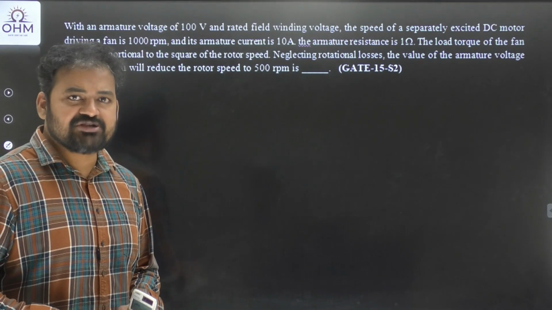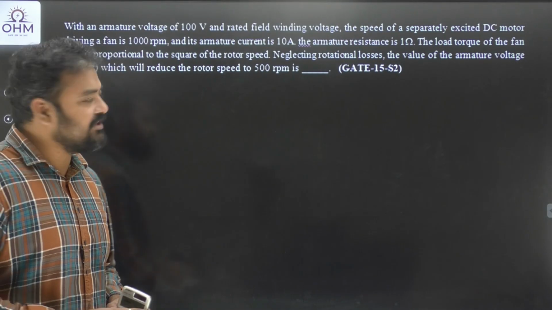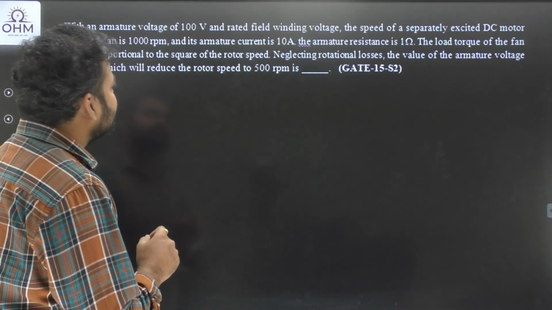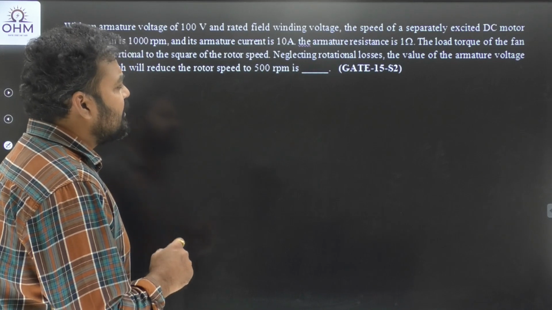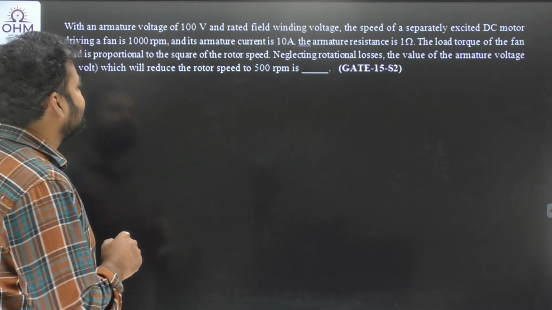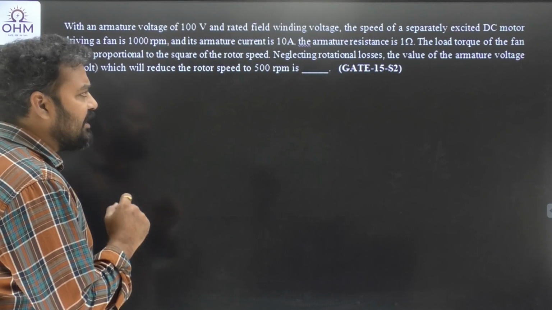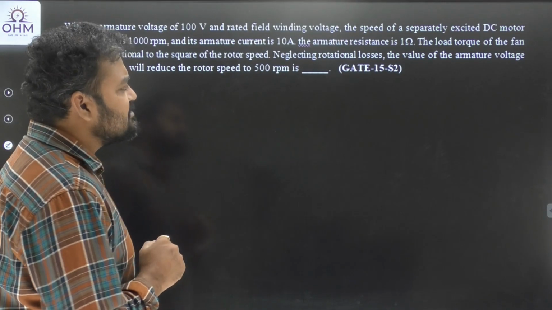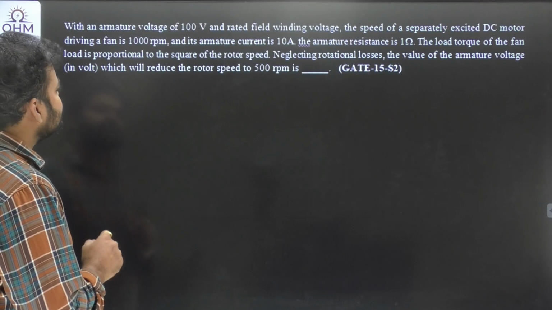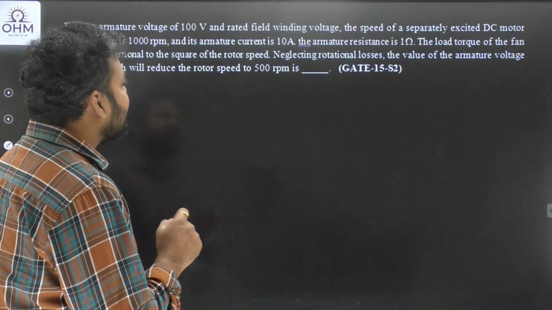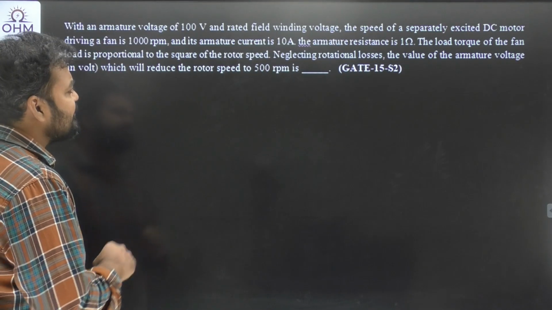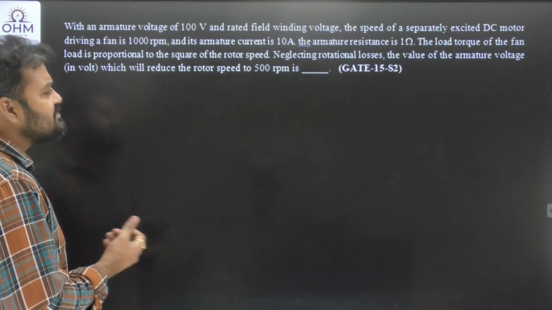All right, let's move to the next problem. This is a question from GATE 2015. Read the problem. With an armature voltage of 100 volt and rated field winding voltage, the speed of a separately excited DC motor driving a fan is 1000 RPM and its armature current is 10 ampere. The armature resistance is 1 ohm. The load torque of the fan is directly proportional to the square of the rotor speed. Neglecting rotational losses, the value of armature voltage which will reduce the fan speed to 500 rpm is dash.